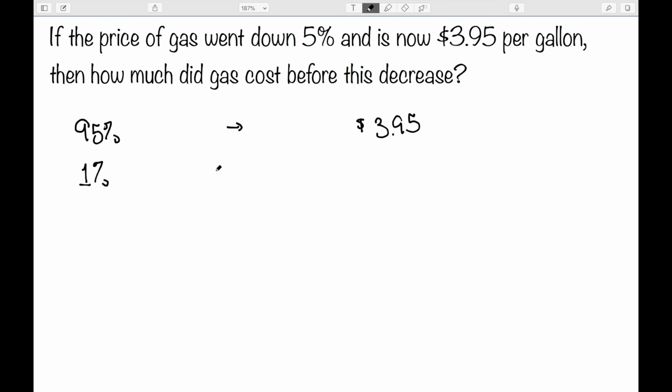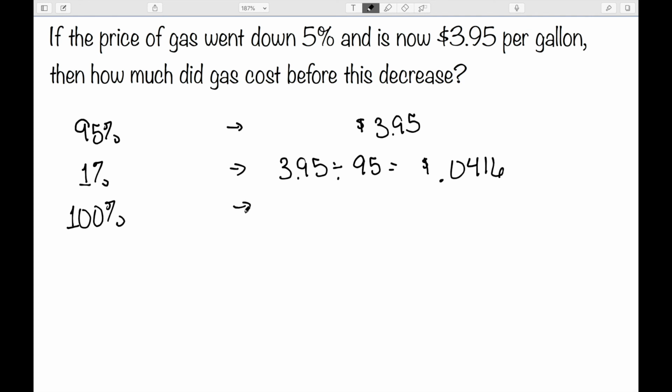This would tell me that 1% is going to be 3.95 divided by 95, or 0.0416. And then 100%, which is what I want to know, is 0.0416 times 100, or 4.16. So the original cost was $4.16.